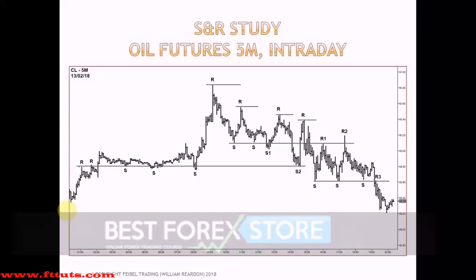So at this point we notice we've got 1, 2, 3, 4 touches. So I would draw that in just as this bar closes, I draw this in. Okay. Now look what happens. We drive through this resistance with good price action.